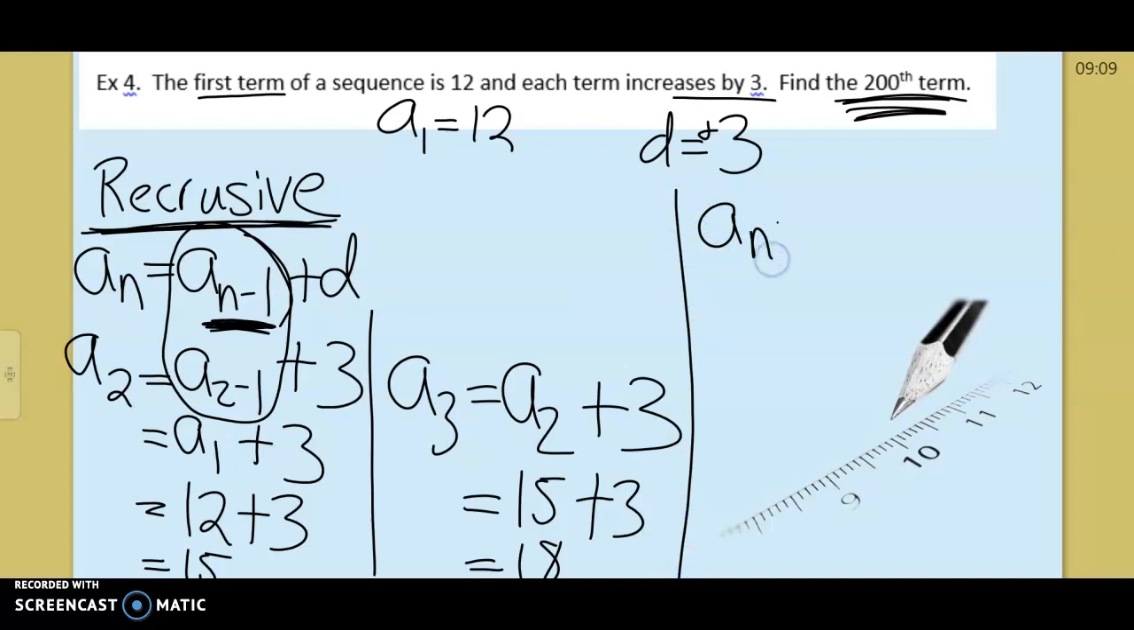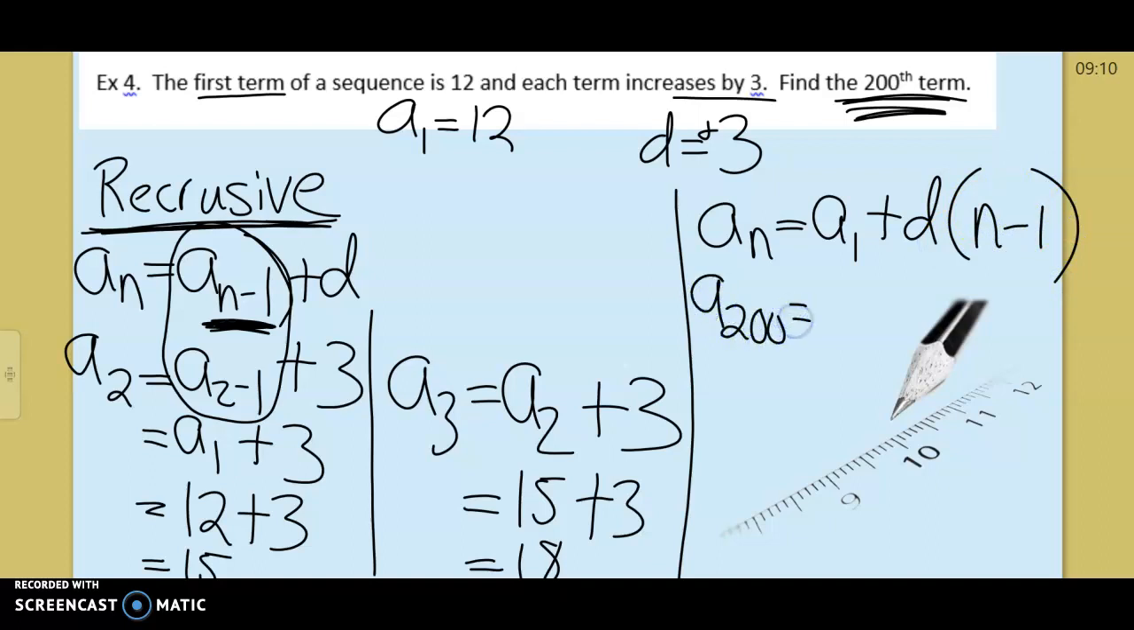So A subscript N is equal to, we take the first number, we add, I'm going to put the D first, the common difference, and we do that 1 less than the number we're trying to find. So from the question, we're trying to find the 200th number. The first number, 12. How much are we increasing by? 3. And how many times do we need to do that? 200, but 1 less, 199. So we'll write it as 200 minus 1. If you want to start shortcutting this and just writing 199, I think that would be totally fine.